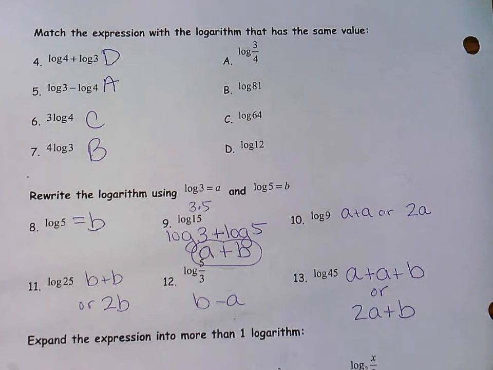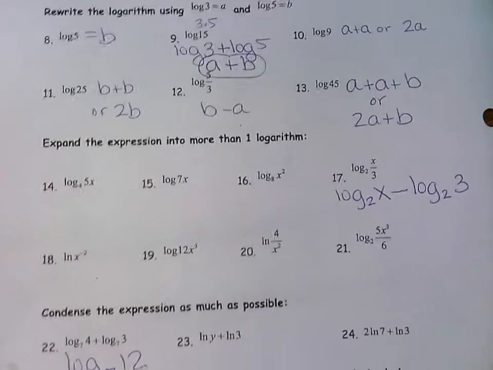So did we get all those answers from the top? Does that seem correct? And I don't care if you write 2a or just a plus a, just don't write a squared. Or like over here, number 11, it's b plus b or 2b, but it's not b squared. So make sure that you've got it written correctly. Is that what we had for all those answers at the top?